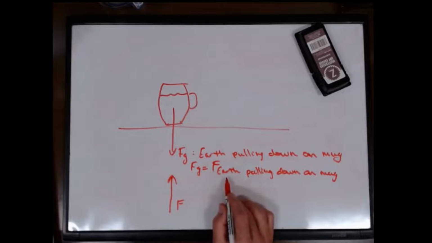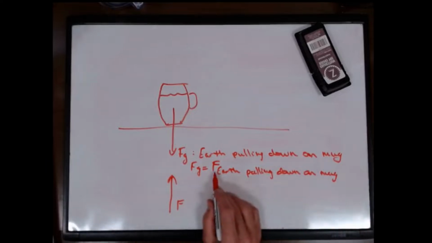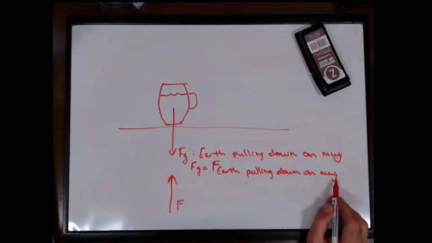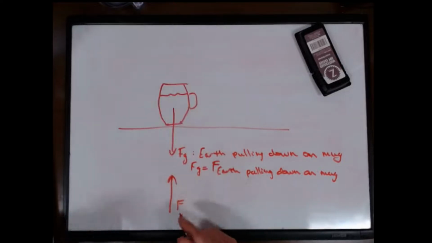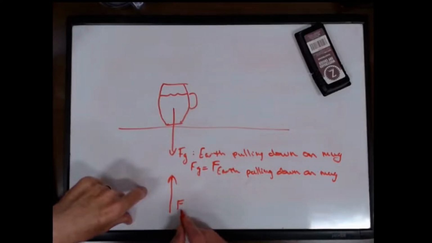So I just wrote Earth pulling down on mug as a subscript for my F. So it's F sub Earth pulling down on mug, right? That's what the force of gravity is. It's just the Earth pulling down on the mug, right? It turns out that there's an equal and opposite.